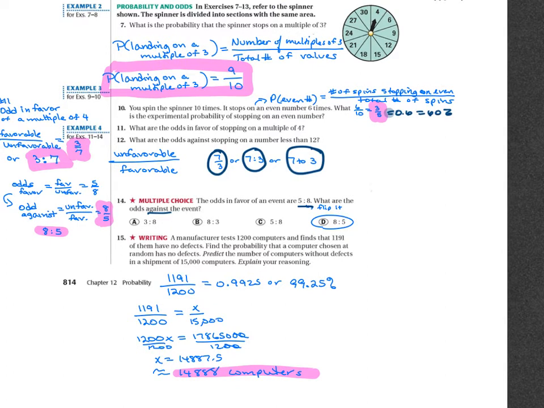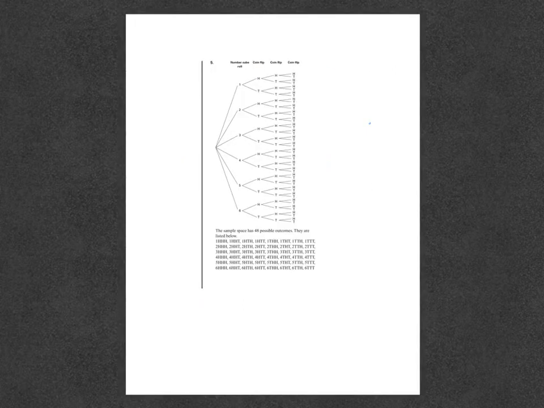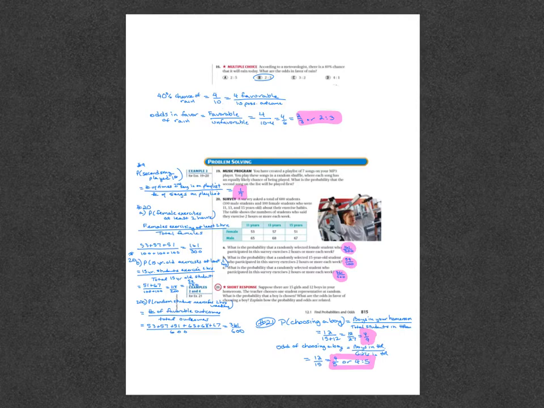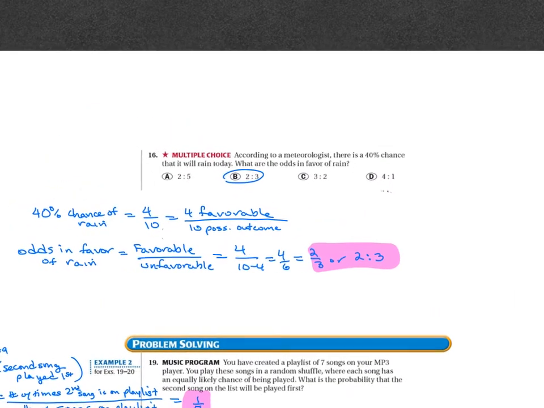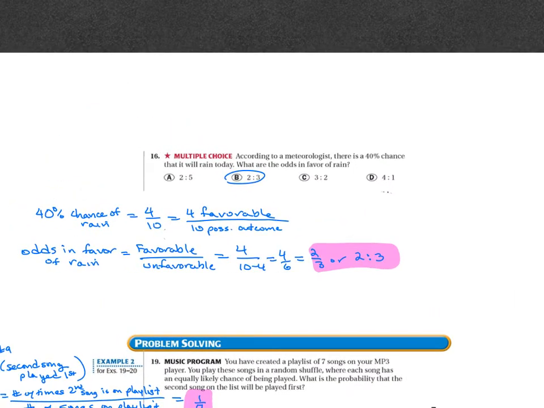Questions on any of those? Okay, that's for number 16. If there's a 40% chance it will rain, what are the odds in favor of the rain? So if it's 40% chance of rain, that would be 4 out of 10 or 2/5. So odds in favor of the rain, it's still the 2, but we do odds now, so we take away that 2 from the 5 to make it 2 to 3.